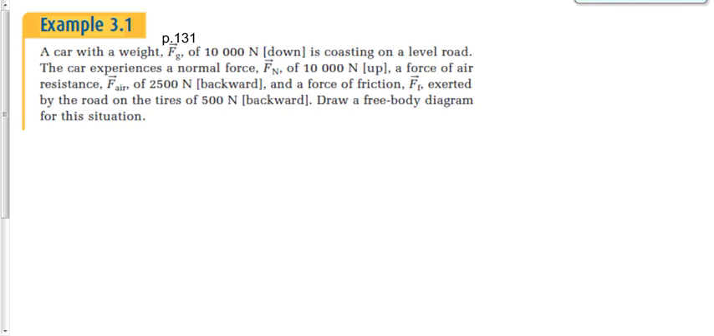Here's another quick example, and then we'll set you free for a couple of minutes on just a couple practice ones. A car with a weight of 10,000 newtons downwards is coasting on a level road. So here's the level road. Here's the car. It's not a very attractive car. It's kind of a boxy car, but it works. It's got a force of gravity or a weight of 10,000 newtons acting down. So let's draw that downwards now.